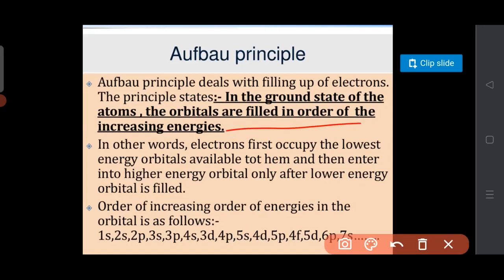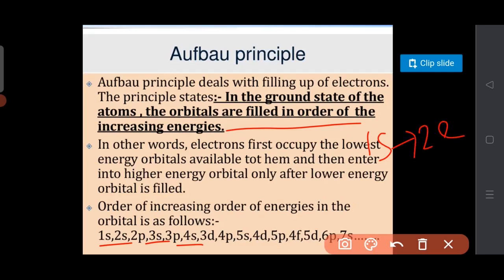So, what is the order? 1s, 2s, 2p, 3s, 3p, 4s, 3d, 4p. So, that means if 2 electrons are there, first they will go to the 1s orbital, and the s orbital can contain a maximum of 2 electrons. Already we have seen, because each and every orbital can contain a maximum of 2 electrons. The s orbital has 1 orbital, so it can contain a maximum of 2 electrons, plus half and minus half. So, one is in parallel spin, another one is in anti-parallel spin. So, the 1s orbital can contain a maximum of 2 electrons.